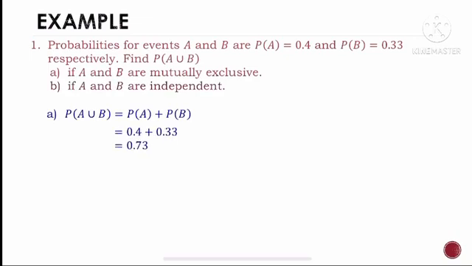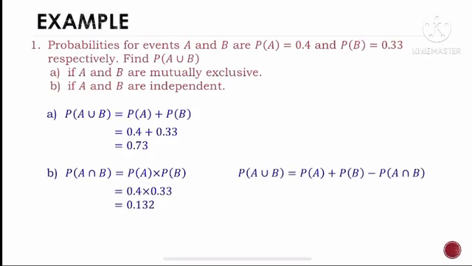If A and B are independent, then P(A ∩ B) equals P(A) multiplied by P(B). Calculate the answer for this one first, then find P(A ∪ B). Substitute all the values and calculate the answer.